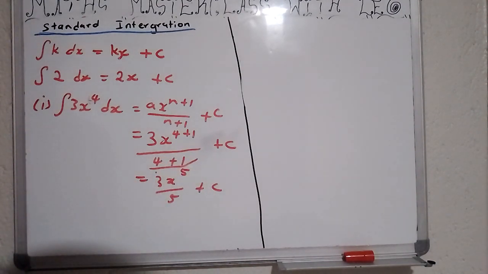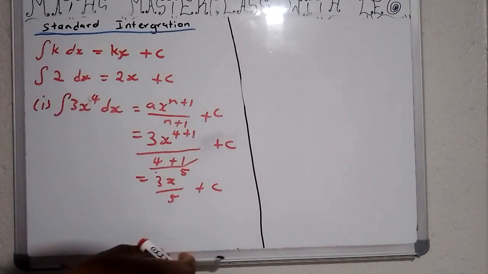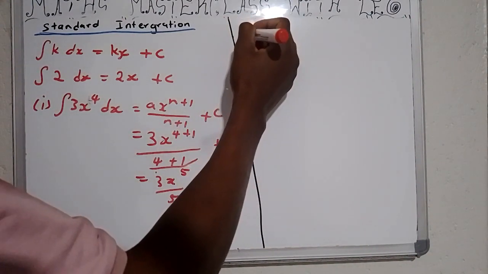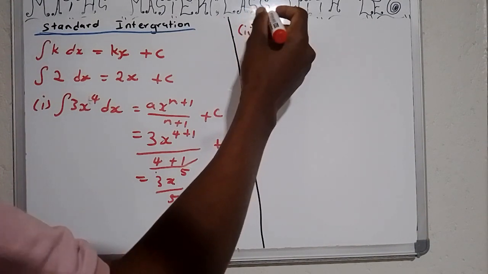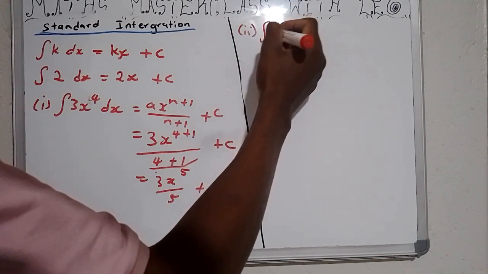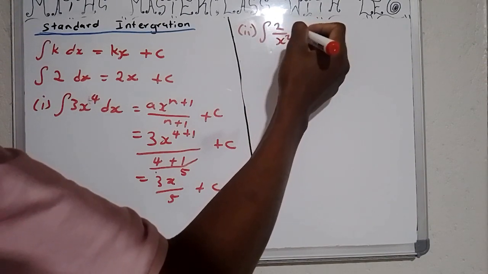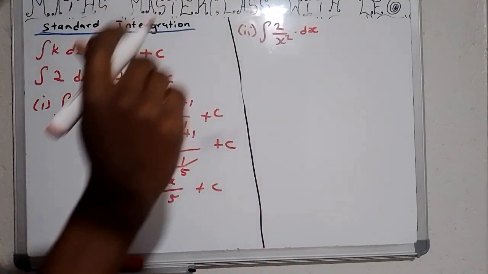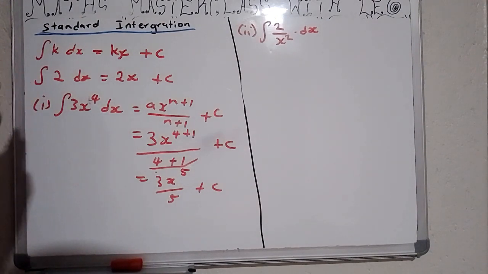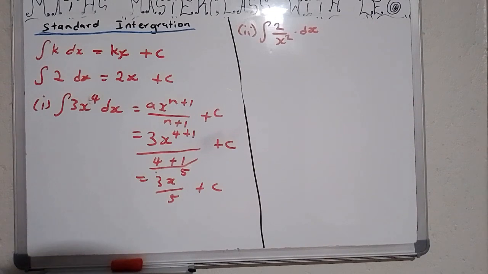And then when I integrate, let me give you another example. They give you a question to integrate. They say you have 2 over x squared dx. If you have something like this, good people, always make sure that your denominator is not in terms of variables. It is not in terms of x.